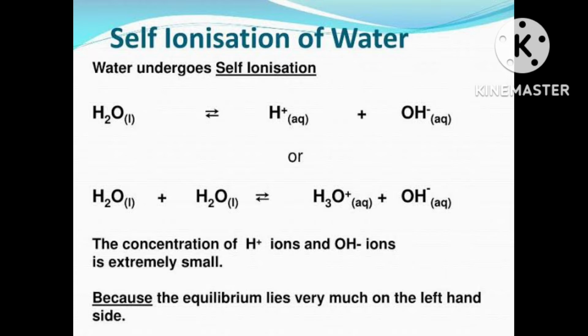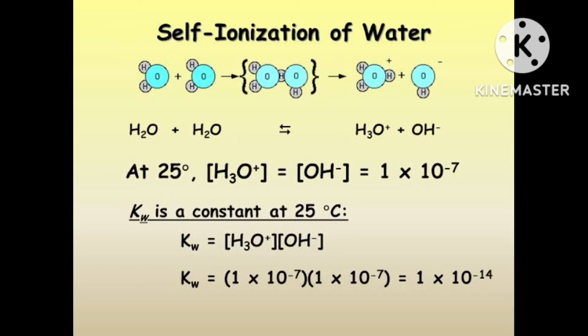In the same way, bases like NaOH, KOH, calcium hydroxide. NaOH will produce Na plus and OH minus, meaning cation and anion. KOH gives K plus and OH minus. Calcium hydroxide gives Ca2 plus and 2OH minus. These are bases and they produce cations and anions in water. That's why they are also called electrolytes.